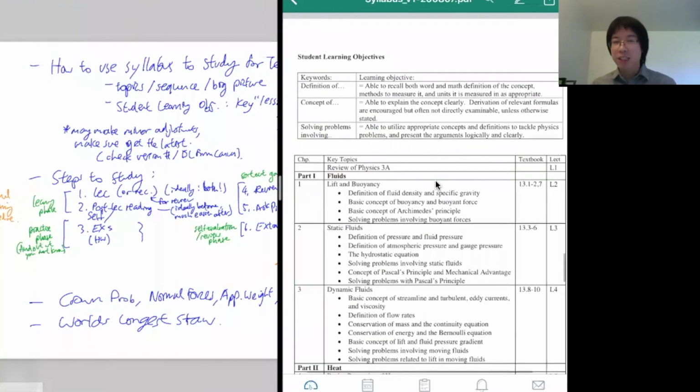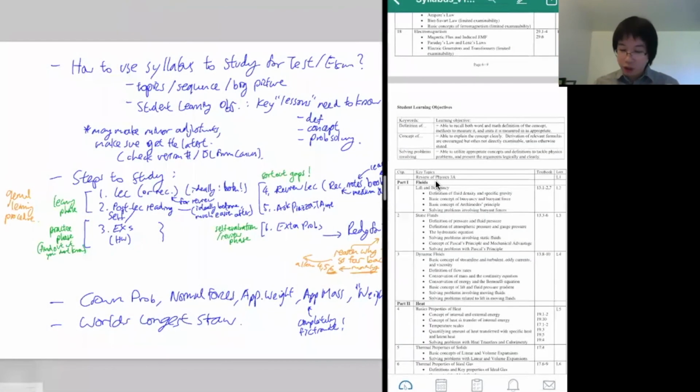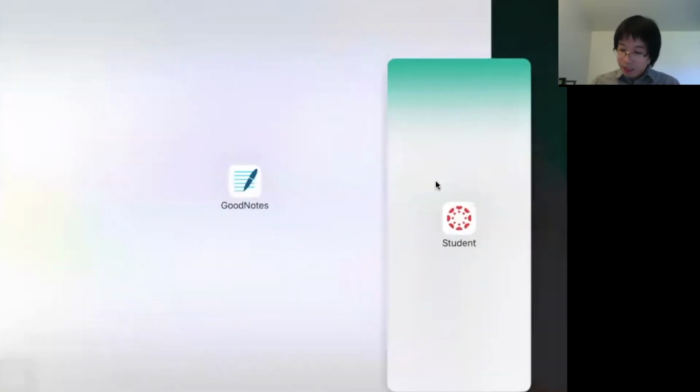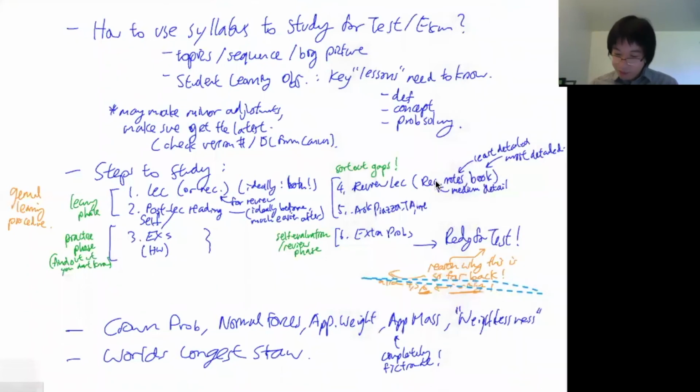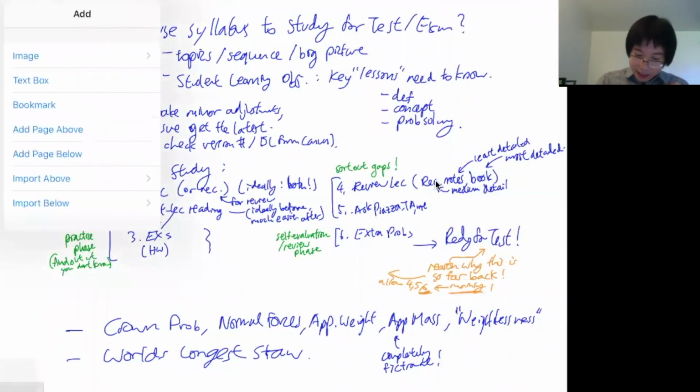Personally, I like to download things because my internet's sometimes not very stable, and I hate it when things don't load. But if you just take it from Canvas every time, it'll always be the latest version.